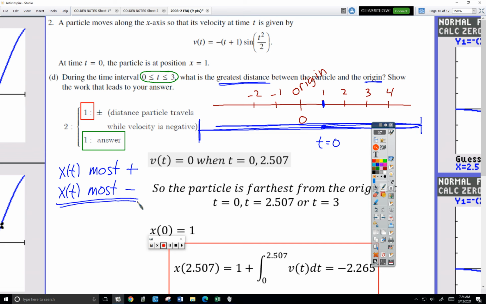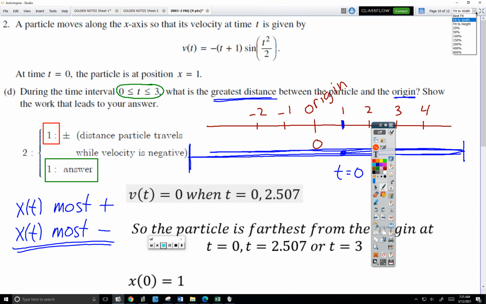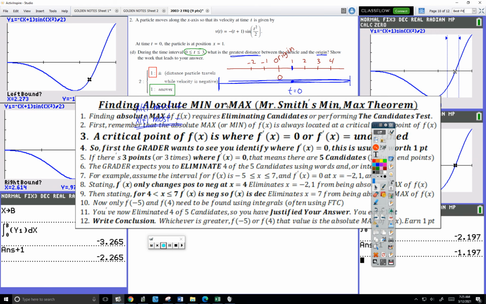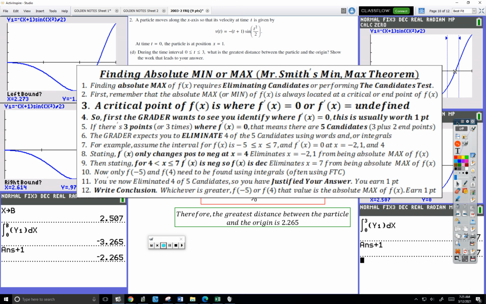So I look at my notes here, golden notes. There's this big note on the second sheet of the golden notes. And this big note says it says finding absolute max. And in our case, we're finding the absolute max of x of t. Let's put this on a new screen here. Let's copy this over.